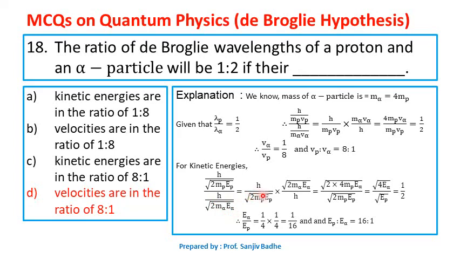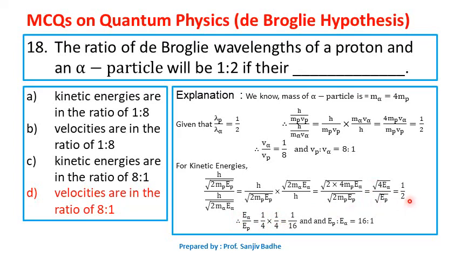So again this can be written as h upon square root of 2 mp Ep into square root of 2 m alpha E alpha upon h. m alpha can be replaced by 4 into mp. And if you calculate this, mp will get cancelled, 2 will get cancelled, and we will get the ratio as square root of 4 E alpha upon Ep equal to 1 by 2. So this ratio is already given as 1 by 2, and therefore taking square, E alpha upon Ep will be equal to 1 upon 4 into 1 upon 4.